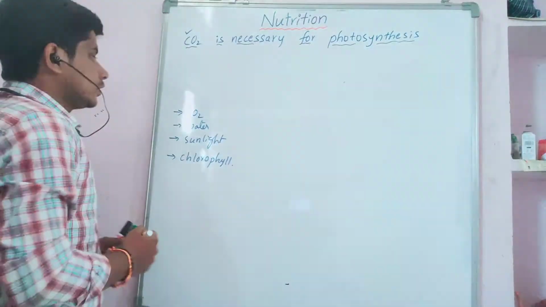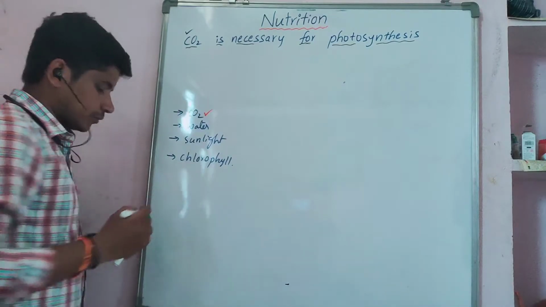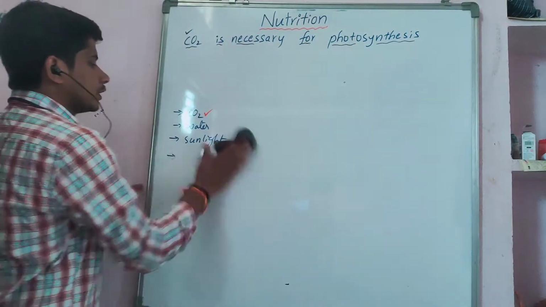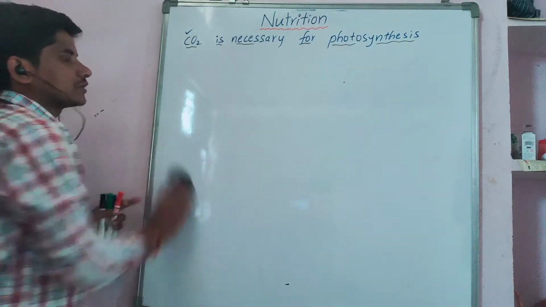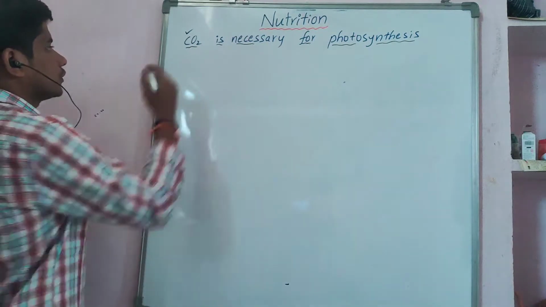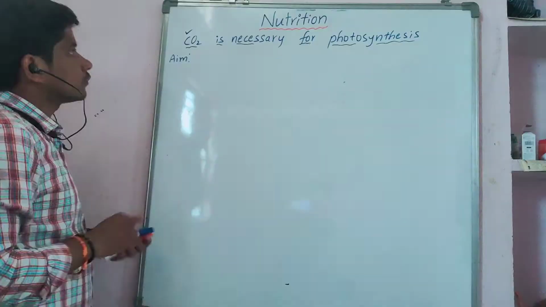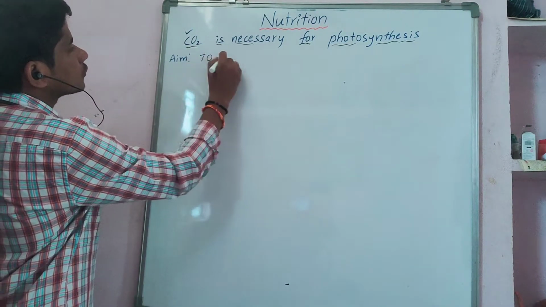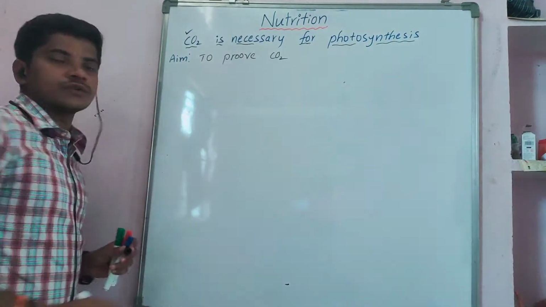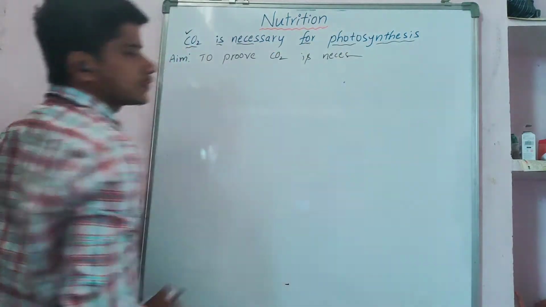Now, in this video, we'll be discussing how carbon dioxide is necessary for photosynthesis. We can perform an activity to understand the importance of carbon dioxide to photosynthesis. First, the aim. So, what is our aim here? The aim is to prove carbon dioxide is necessary for photosynthesis.